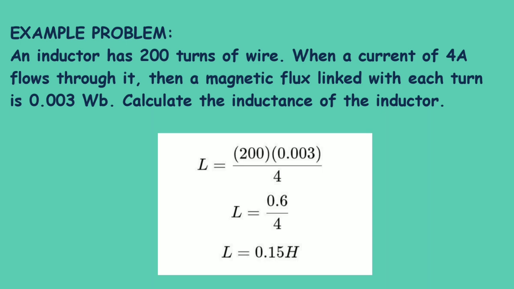An inductor has 200 turns of wire. When a current of 4 A flows through it, the magnetic flux linked with each turn is 0.003 Wb. Calculate the inductance of the inductor. So as we calculate the inductance of the inductor, we get the answer 0.15 H.